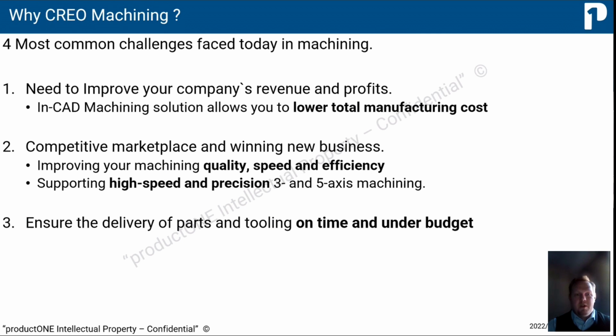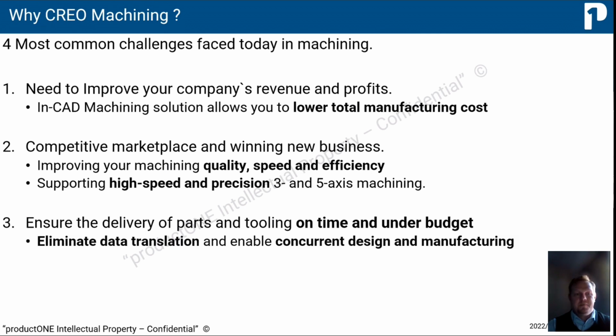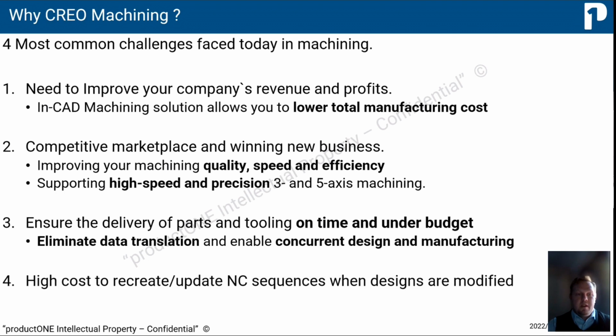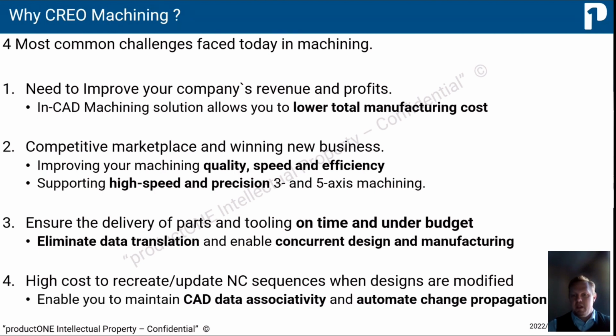Then, ensure the delivery of parts and tooling on time and under budget. Back to the first point, a disconnected machining solution can cost you in efficiency and the loss of data and time. Eliminating the data translation can enable concurrent design and concurrent manufacturing. Lastly, we're going to look at the high cost to recreate and update NC sequences when designs are modified. Because Creo Machining is part of your CAD design package, this process is automated and eliminates the concern entirely.